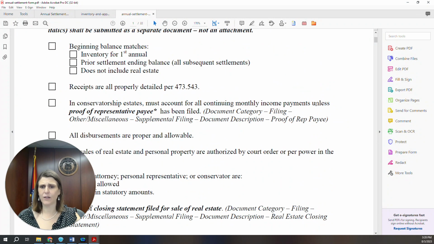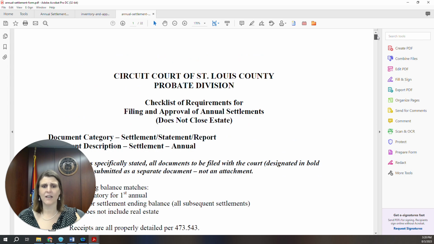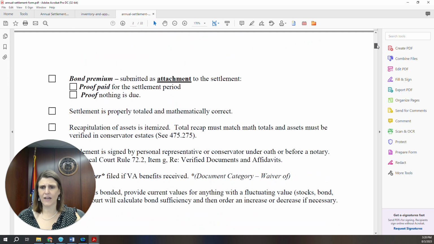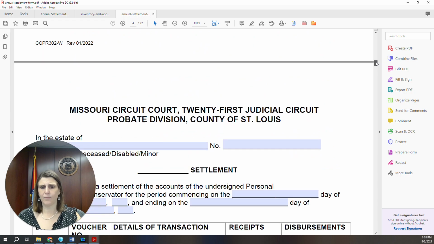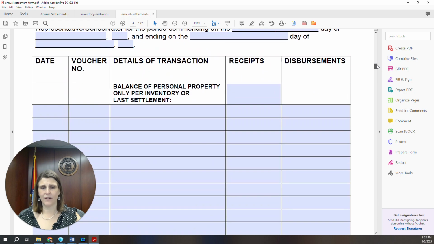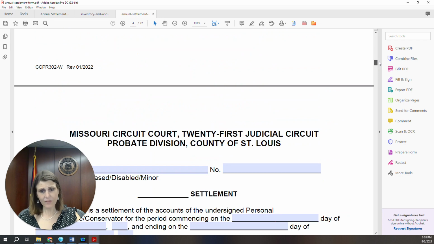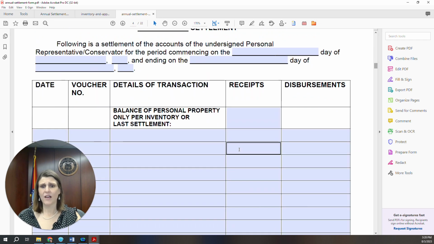And this is what you're filing when you're not closing an estate. So if you have a supervised estate and you're not ready to close it yet, this is what you'd file. Of course, if you have a conservatorship, this is also what you would file each time. So this is your annual settlement. The first thing you're going to have is the balance of your personal property from your inventory. So you're going to look at your inventory and use that value.